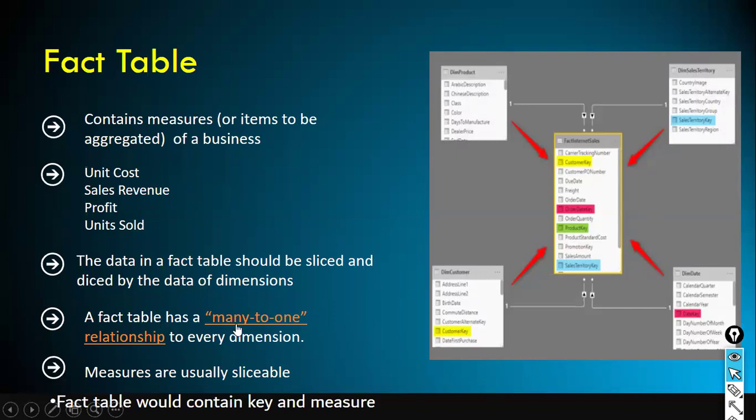A fact table has a many-to-many relationship. Look here. Next to the fact table, you'll find star, star, star. So this is one side. One side, you can see one here, right? One, one. And this is the many side. And this is one, one, many side. So what do you mean by one to many side?